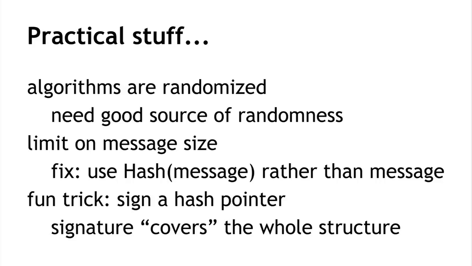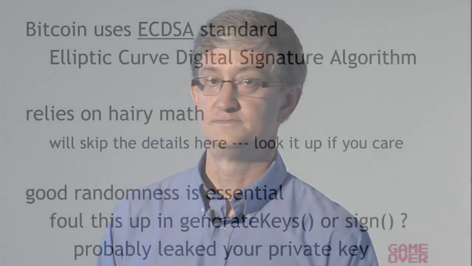And by the way, a fun trick, which we'll see used later, is that you can sign a hash pointer. If you sign a hash pointer, then the signature covers or protects the whole structure, not just the hash pointer itself, but everything it points to, and everything that points to. For example, if you were to sign the hash pointer that was at the end of a blockchain, the result is that you would effectively be digitally signing the entire contents of that blockchain. That's a useful trick that we'll see used later.